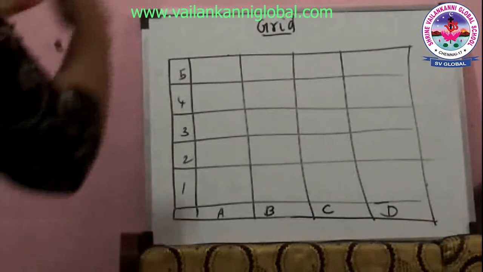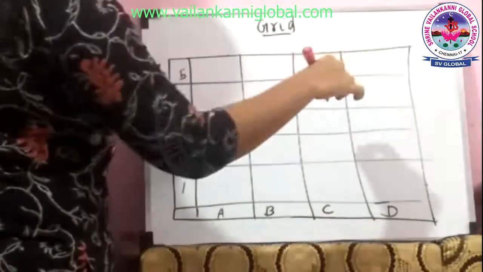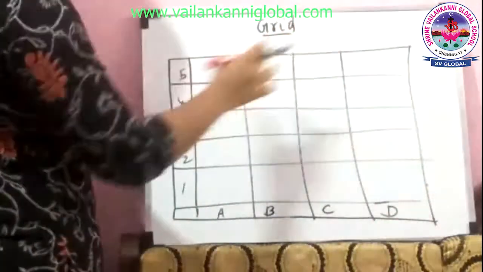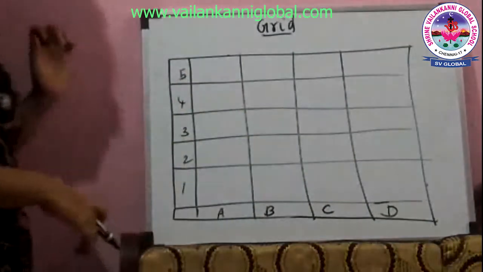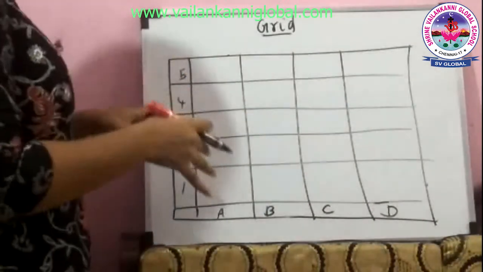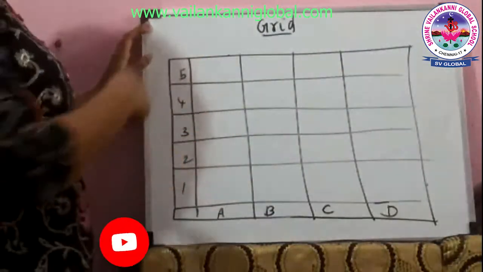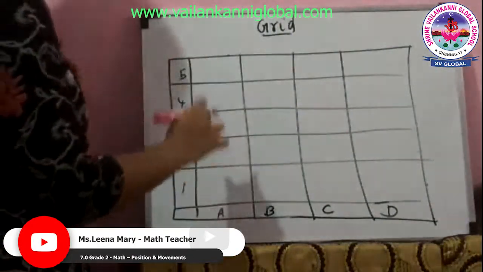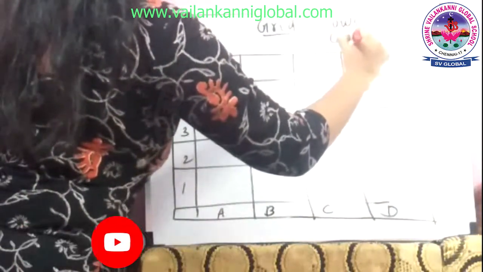This is something called a grid. A grid is nothing but lots of lines, straight and slanting, and you will have small squares. This is called a grid. To know accurately where exactly an object is, we can describe it using a grid coordinate. Before that, you should know about 2 things: rows and columns.